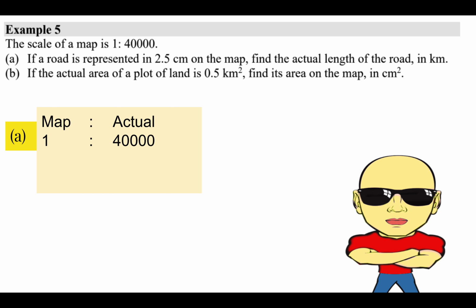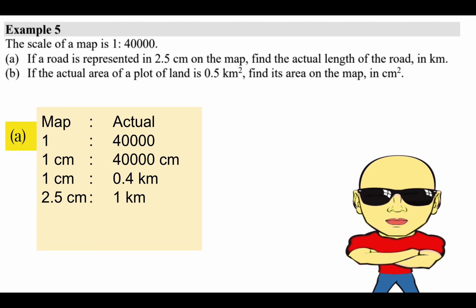Map to actual, 1 is to 40,000. Insert the units. In this case, I recommend putting centimeters. Then we want to convert 40,000 centimeters to kilometers. That gives us 0.4 kilometers, so that we have a comparison from centimeters to kilometers. Finally, 2.5 centimeters, right? Multiply by 2.5, so we have 1 kilometer. So 0.4 multiplied by 2.5. Finally, give the context. Actual length, 1 kilometer.